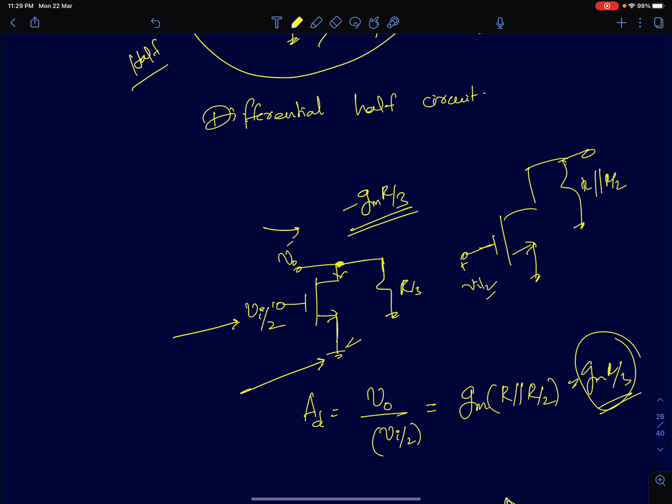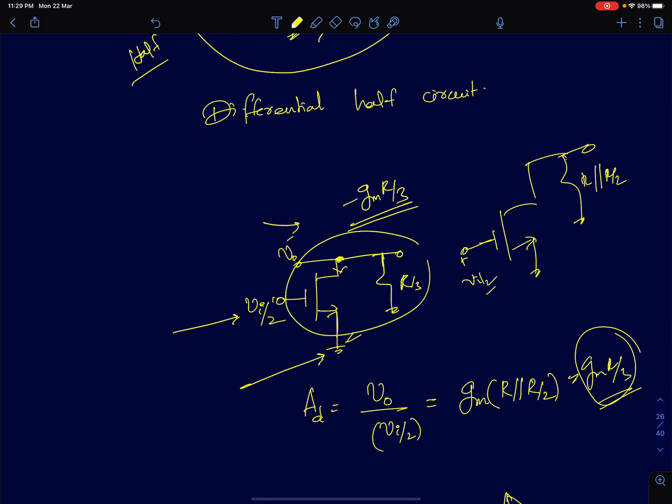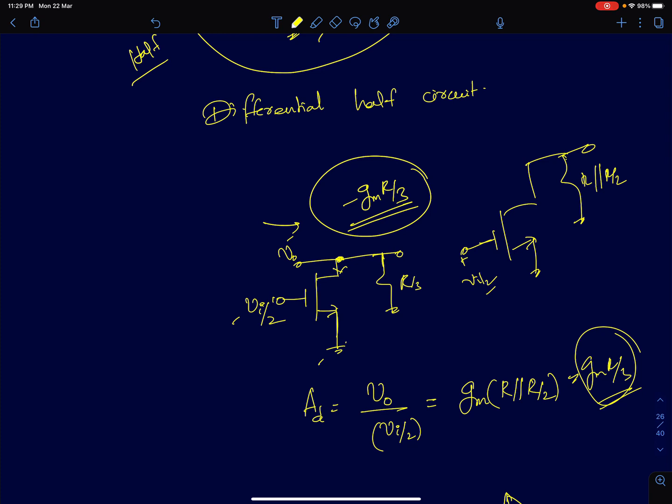So once you draw the differential half circuit, the gain of your differential half circuit will also be the same as the gain of your differential amplifier itself. That's the advantage of the half circuit. Once you draw the half circuit, you don't need to worry about the other half. You just have to find the gain of the half circuit, and the gain of the half circuit will be exactly the same as the gain of the fully differential amplifier as well.